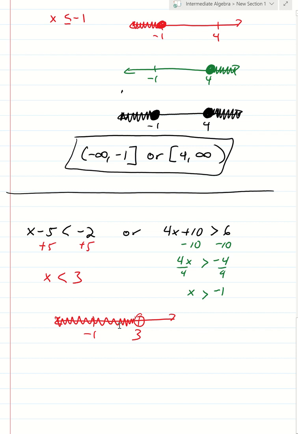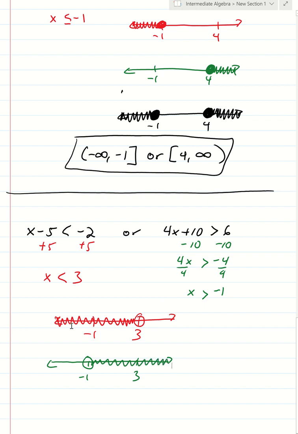So now we have our red number line. But now I need the green number line. Once again, I put on both critical numbers. -1 is not part of the solution. Open circle. x could be greater than -1, so I'm going to shade to the right.